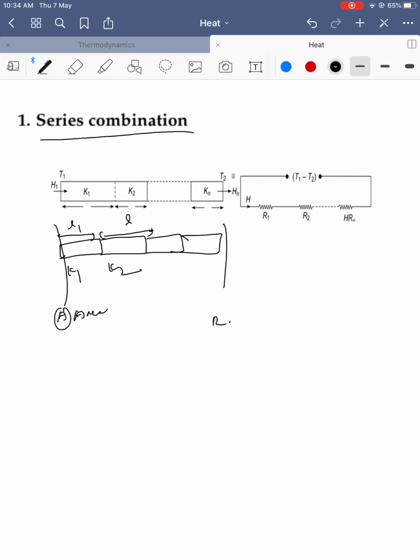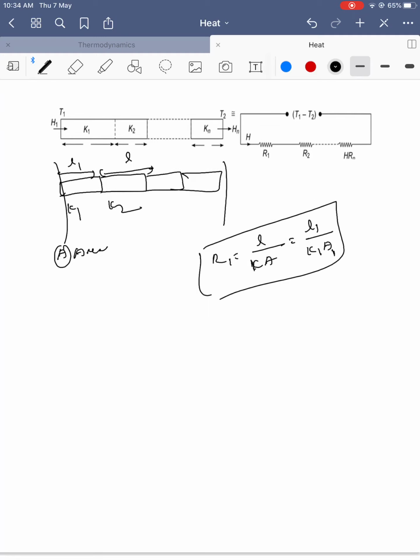What is the formula for resistance? Resistance is equal to L by K into A. So each rod has resistance L1 by K1 A1. A1 is nothing but A for everybody. If areas are also different, keep it as A1. Okay, I'll explain with the areas also different. And so this equivalent circuit is given here.